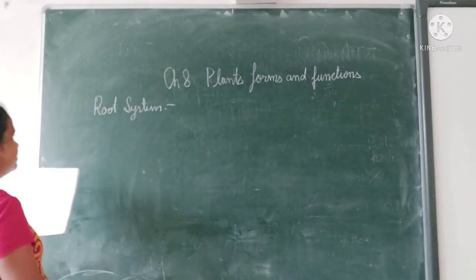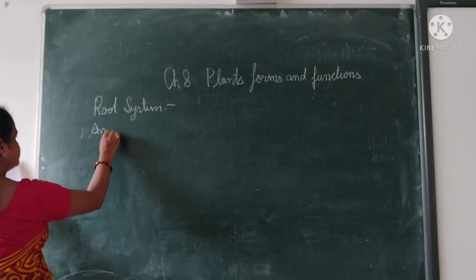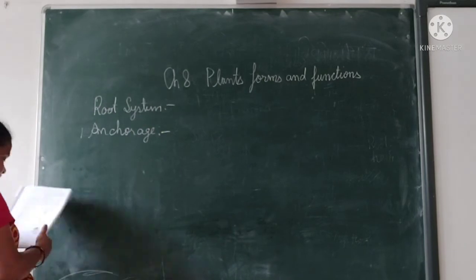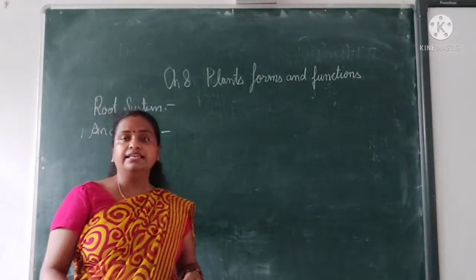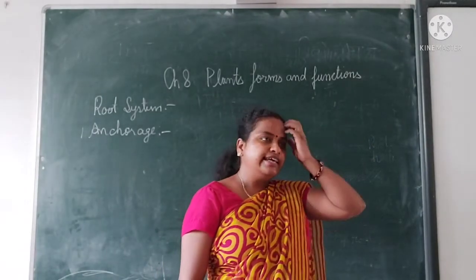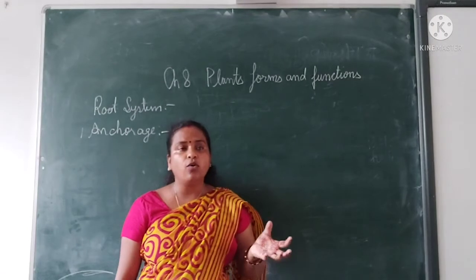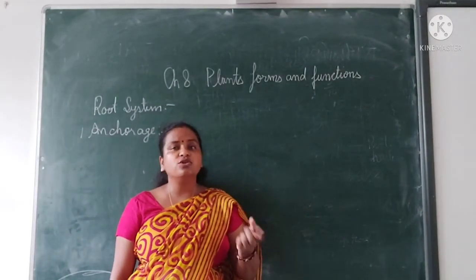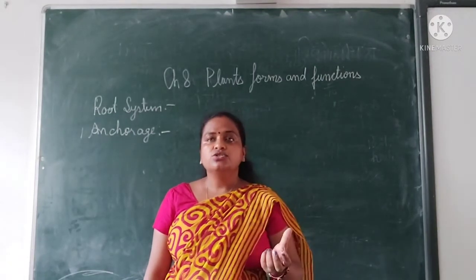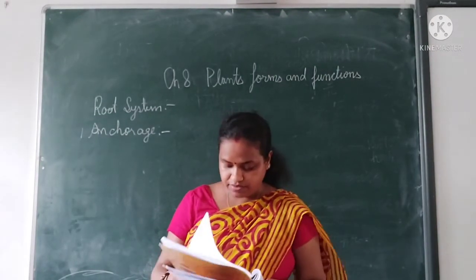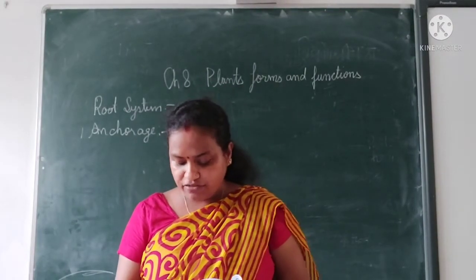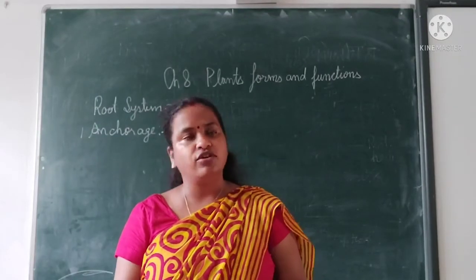Anchorage. First function is anchorage. Roots help to anchor the plant firmly in the soil. Anchorage means it holds the plant so that it grows straight upward. It holds the plant firmly so that it may grow upward. They prevent the plant from being blown over or washed away by water.